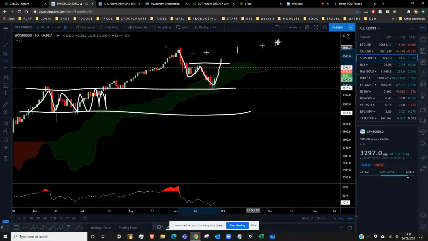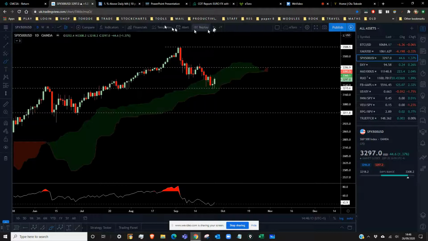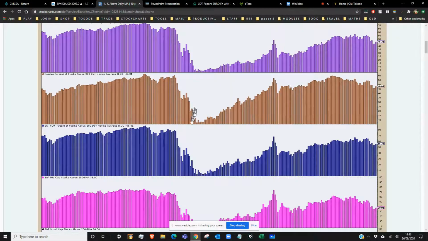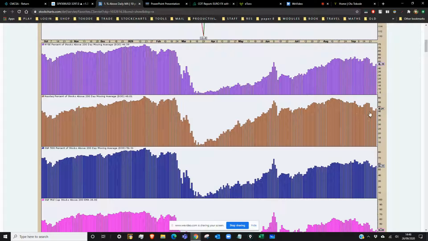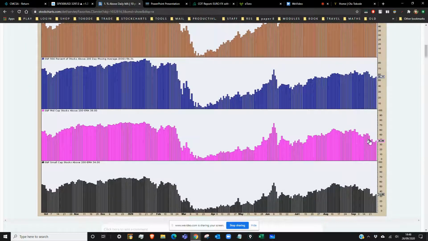And if I look at market breadth, I just want to look at the percentage of stocks above the 200-day moving average. The New York Stock Exchange is looking terrible because there are just 46% of stocks above their 200-day moving average. NASDAQ is just as bad, 48% of stocks in the NASDAQ composite are above the 200-day moving average. Mid cap is doing even worse, 38%. Small cap is always terrible, 34%.